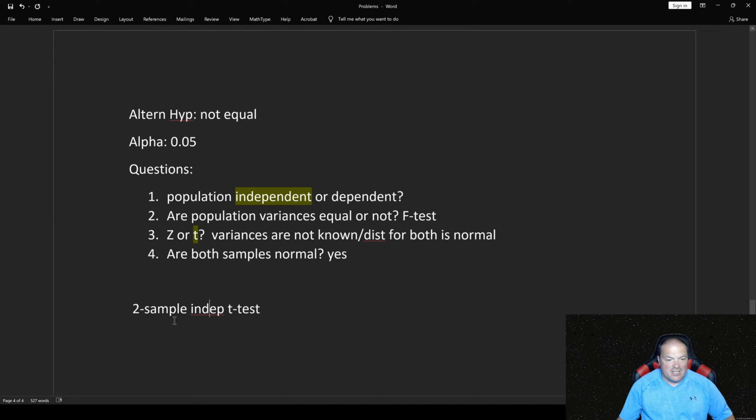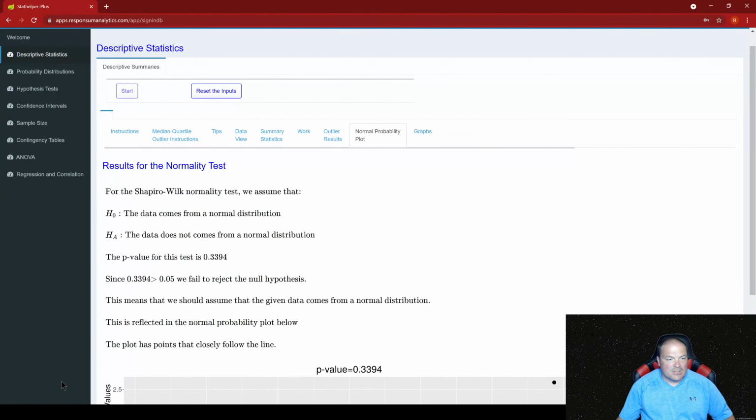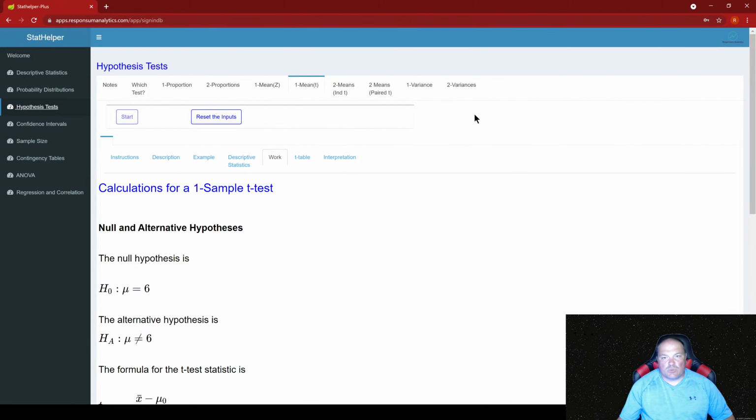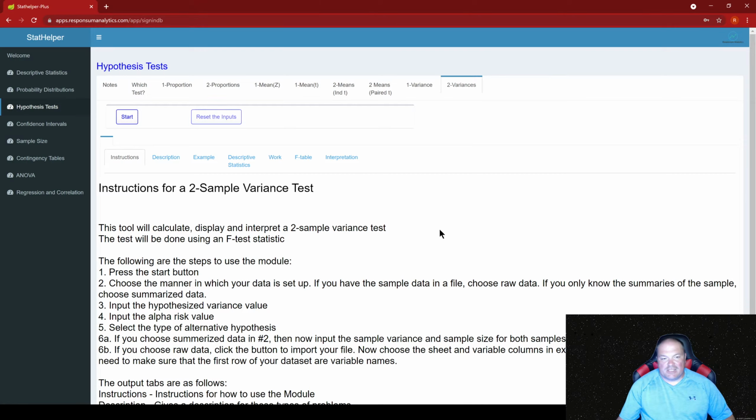The one thing we haven't done yet, since we have a two-sample independent t-test, we need to know if the population variances are equal or not. We know they're not known, but we can actually run a test to see if they're equal. So let's go back to the software. We're going to go to hypothesis tests. In order to do this, we're going to do two variances. We're checking to see if they're equal. We call this an f-test.